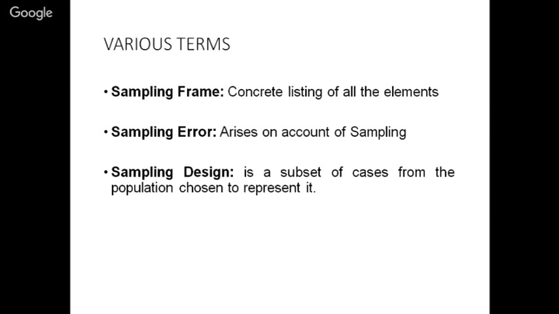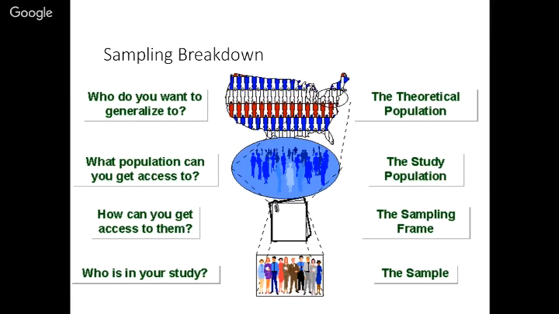Next is sampling frame. A concrete listing of all the elements is considered as sampling frame, and sampling error arises on account of the sampling. Sampling design is a subset of the cases from the population chosen to represent it. So in simple terms, sampling process is a plan to obtain a sample from a given population.